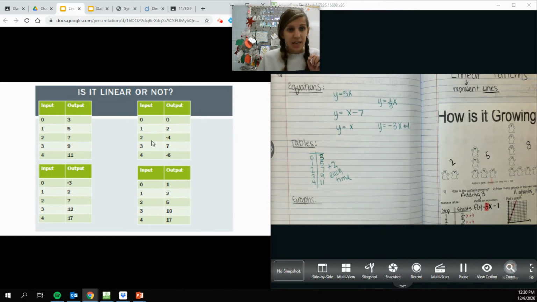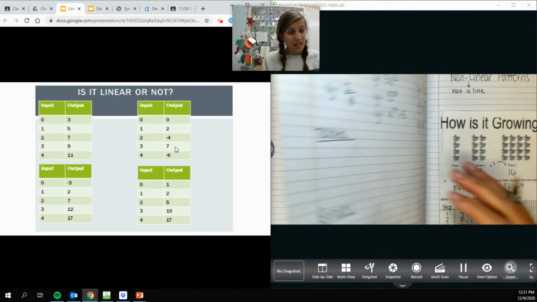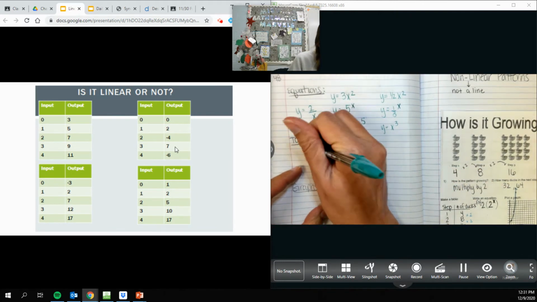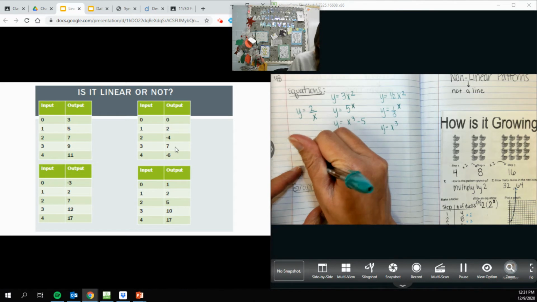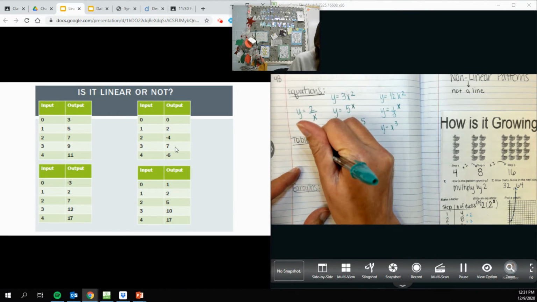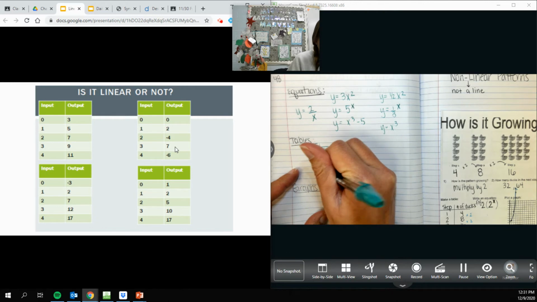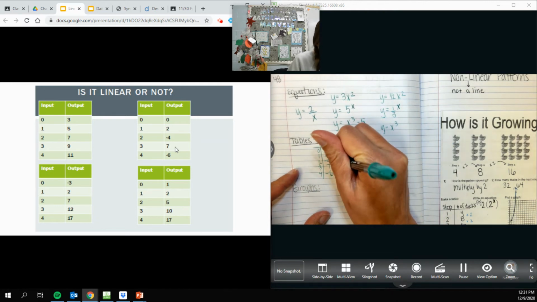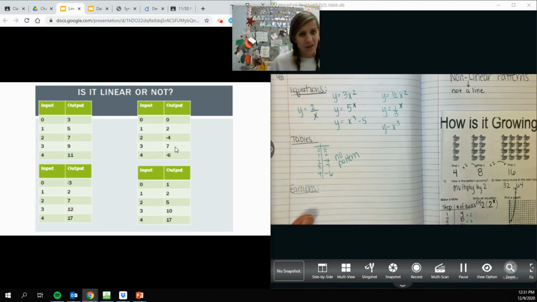Now going across here, this next one, we go from 0 to 2 to -4 to 7. What's going on? To -6. I mean, I added 2, then I subtracted 6, then I added 11. This is not following a pattern at all, not linear. So 0, 1, 2, 3, 4, and then we had 0, 2, -4, 7, -6. This has no discernible pattern, so not linear.